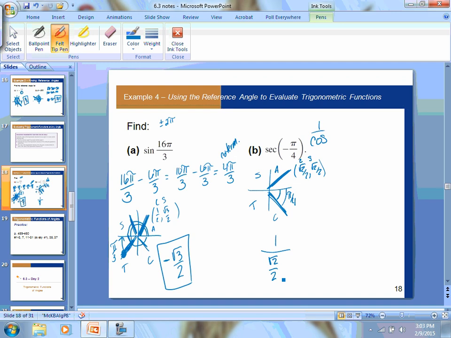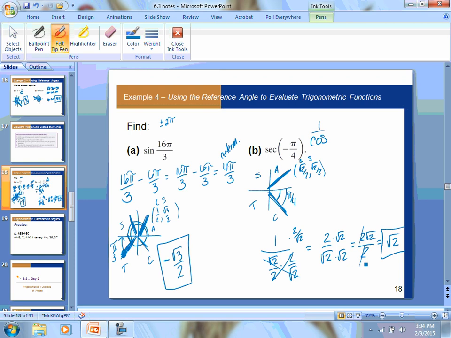But again, I can't leave my answer like that. I have to rationalize it. So I'm going to multiply by my reciprocal here. So everything cancels now, and I have 2 over the square root 2. I got to get rid of the radical in the denominator. So I'll have 2 square root 2 over 2, and that reduces down to the square root of 2. I can cancel those 2's out in front. Okay?